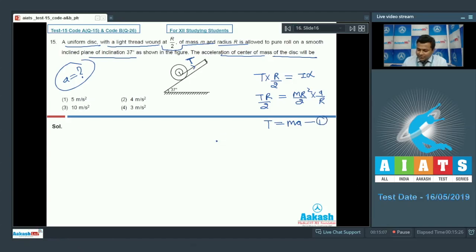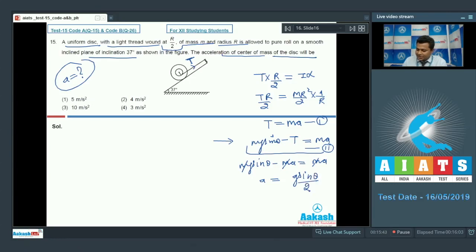where a is acceleration of center of mass, equation number 1. Writing down the translational Newton's law of motion equation, we will get m g sine theta down the plane minus tension up the plane equals m a. From here we will get the value of acceleration. This is equation number 2. Combining 1 and 2, what we are going to get? m g sine theta minus m a equals m a. m cancels out. The value of acceleration we will get g sine theta divided by 2.